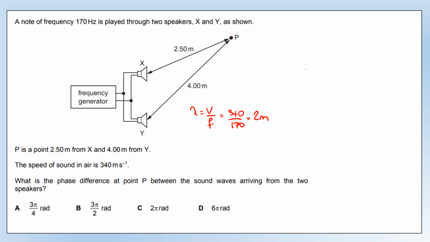So the distance xp is 5/4 wavelengths. The distance yp you can see is 2 wavelengths. So there is 3/4 of a wavelength difference between the two. So the phase difference is going to be 3/4 of 2 pi, which is why it's answer B.